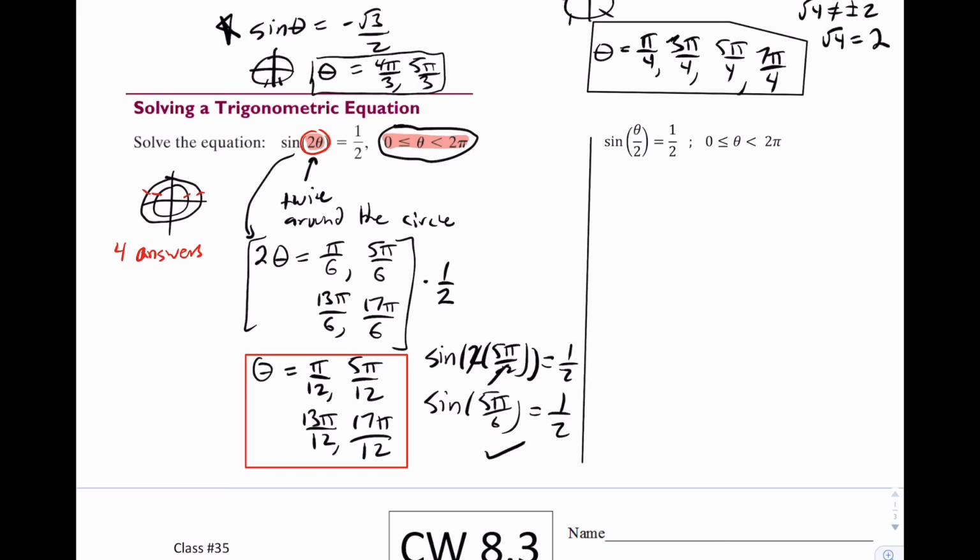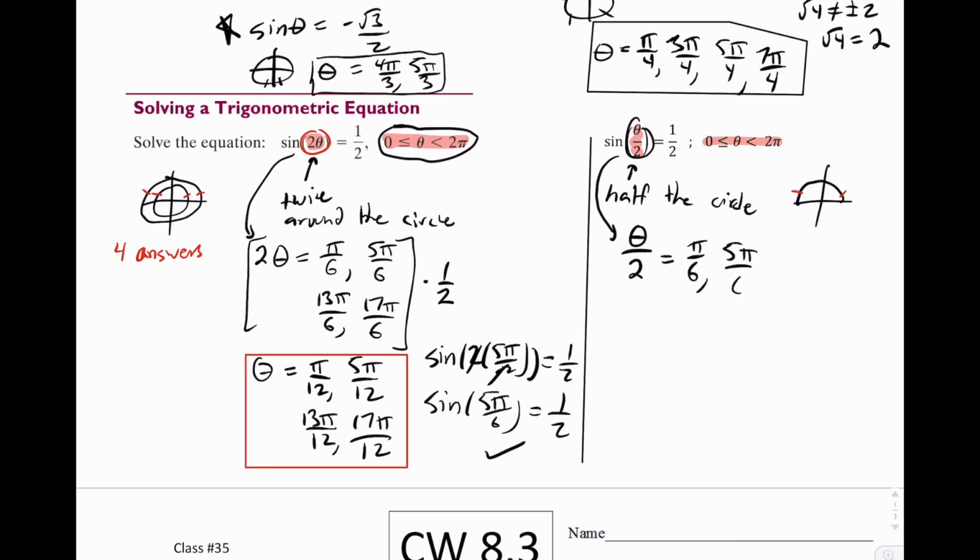So remember the 2 theta meant twice around the circle? So theta over 2, again, let's highlight this, must mean half the circle. So to start, we're going to draw half a circle. Let's mark where sine hits a half, so that's going to be right here and here. And the process is the exact same thing. We're going to first focus on what's actually in the function. We're going to solve for theta over 2, and that is equal to the 2 answers we just found, which would be pi over 6 and 5 pi over 6.